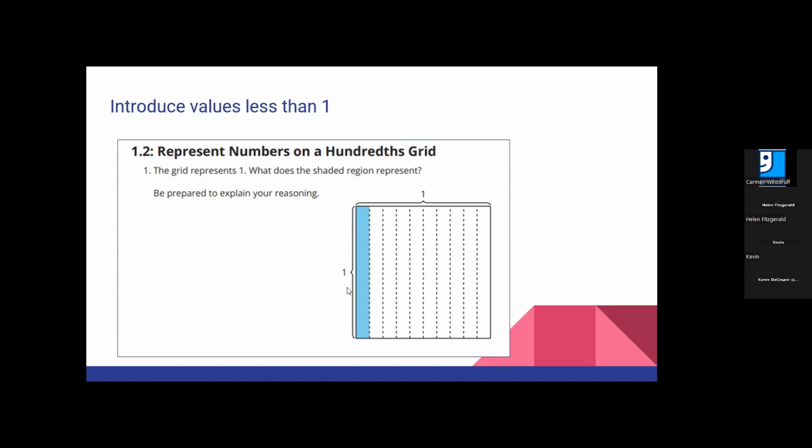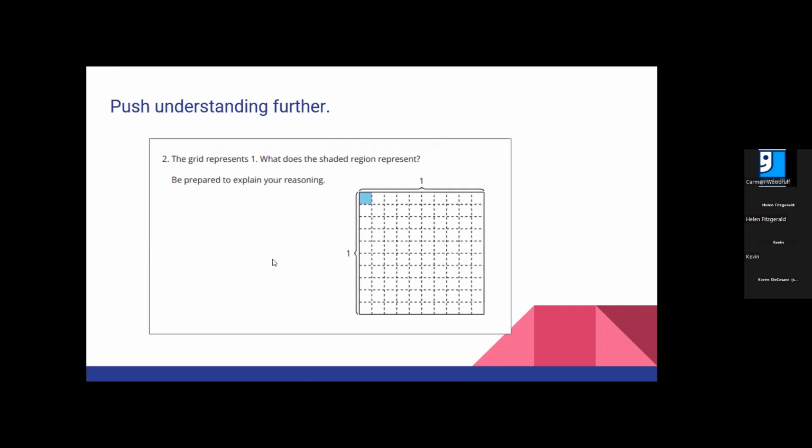This activity says, what does the shaded region represent? So again, it doesn't ask for a number. It just says, what does it represent? This is where students will connect. Oh, I learned about fractions. How many little pieces are there? Okay, this is 1/10 of 1. And then they start thinking, what does that actually mean? 1/10 of 1. We push them further.